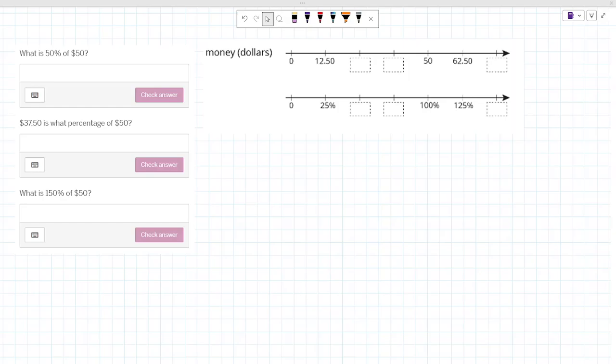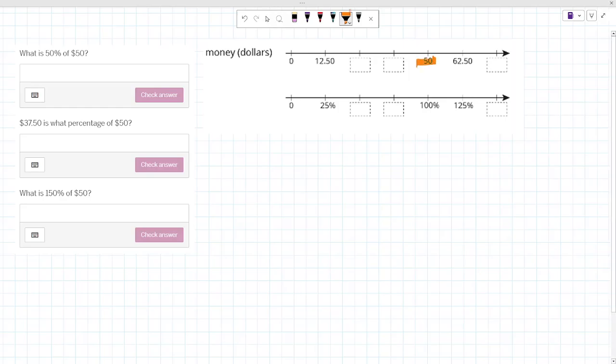Make sure that when you draw your double number line, your tick marks are lined up. It doesn't have to be perfect, but it should be neat so that you can keep your facts organized. So let's see what we notice in this double number line. We're looking for percentages of $50.